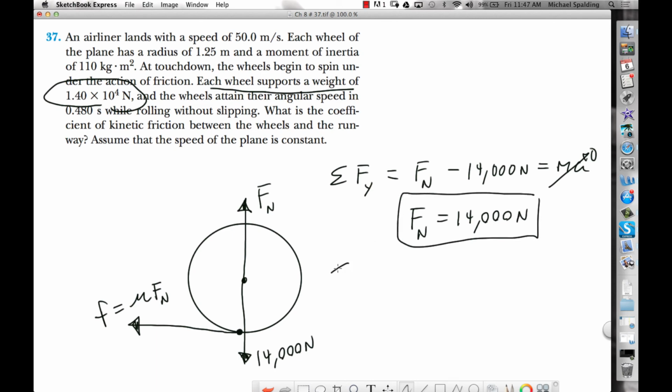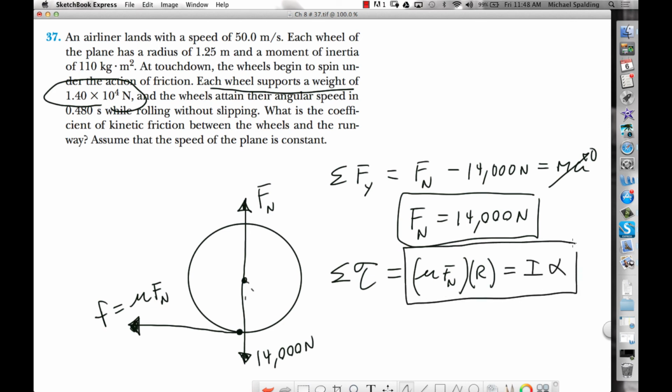Okay, so now we sum the torques. What's the only torque on the wheel? Friction. So friction is mu F_n times what? What's the lever arm to that force? The radius, which is going to equal I alpha.